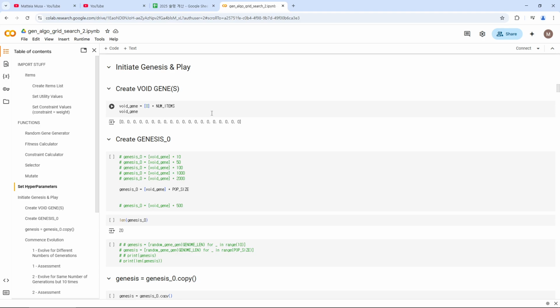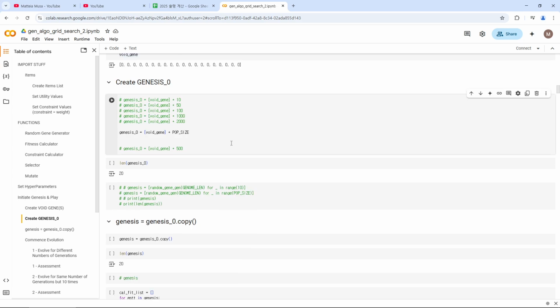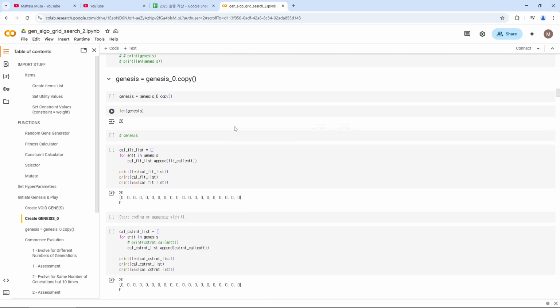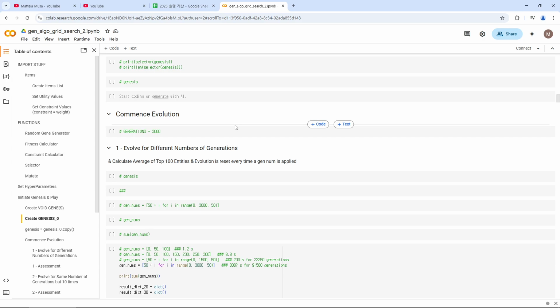So again, I start off with creating the void gene and the genesis, or the initial population full of void genes. And I start off the evolution.